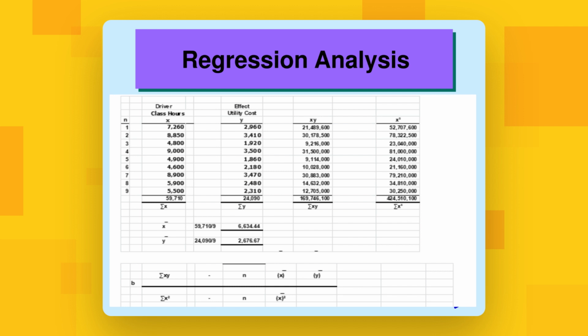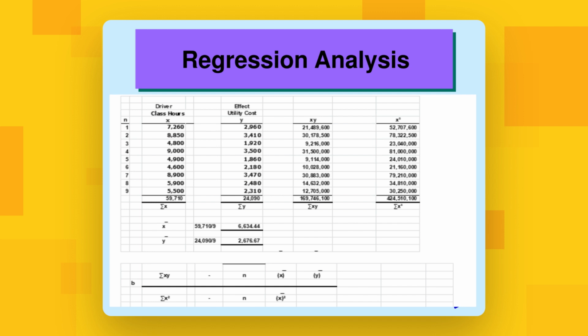Then after that one, ang gagawin natin ay, we should average our X. And the average of X is 59,710 to be divided by 9, and you have here 6.634.44. And we have also here Y average, so 24,090 divided by 9, so you have here 2,676.67.